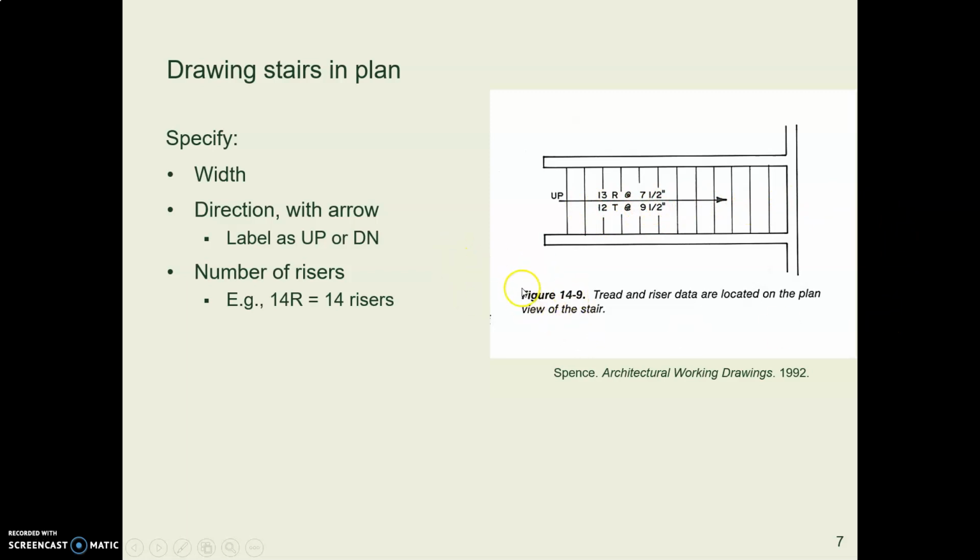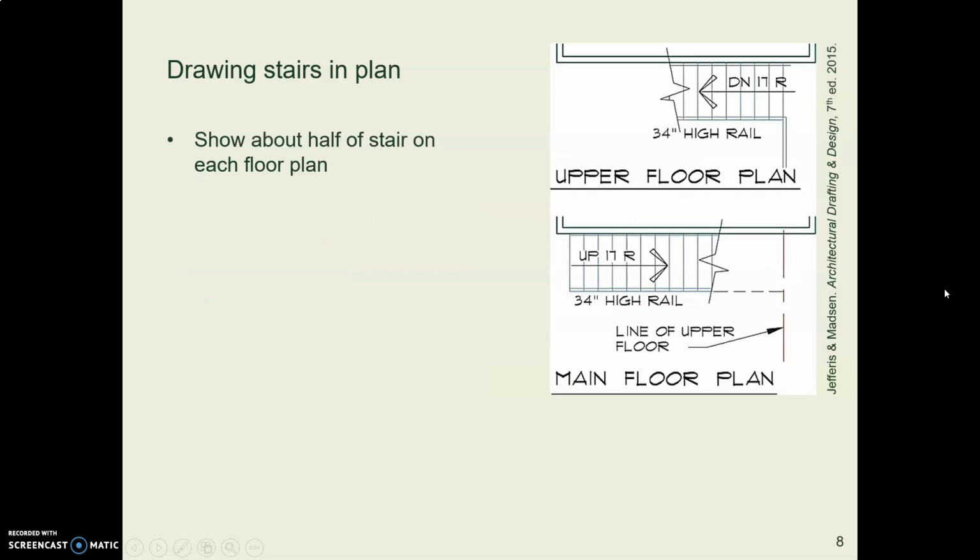If this were a first floor plan, then your arrow would point in this direction and you'd use the word up. This is a couple of plans out of our book. So here's the same set of stairs. Down below on the main floor, or the first floor plan, there's an arrow with the word up. When you do the second floor plan, the upper level floor plan, there's that same set of stairs, but now you have an arrow pointing the opposite direction, and it's labeled down, or DN for down.